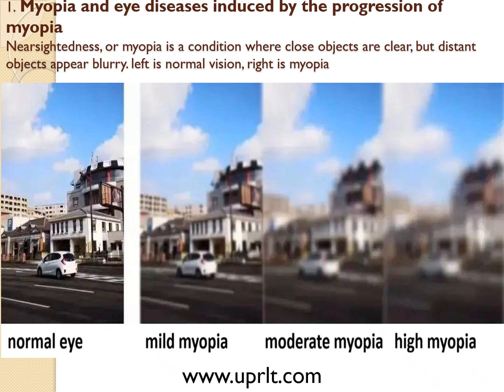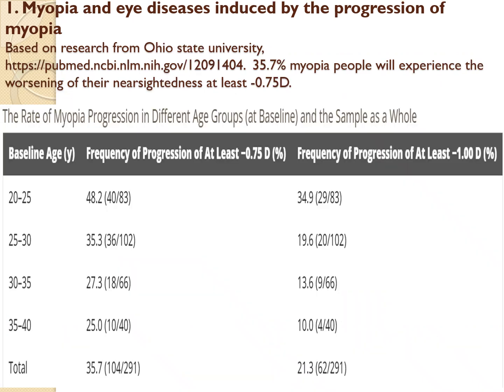Nearsightedness, or myopia, is a condition where close objects are clear, but distant objects appear blurry. Left is normal vision. Right is myopia. Based on research from Ohio State University, 35.7% of myopic people will experience worsening of their nearsightedness by at least negative 0.75D.